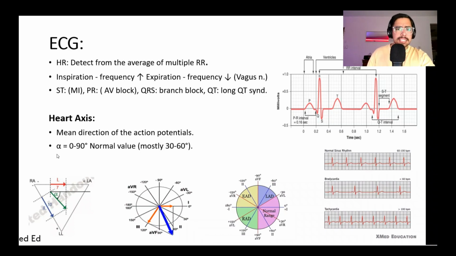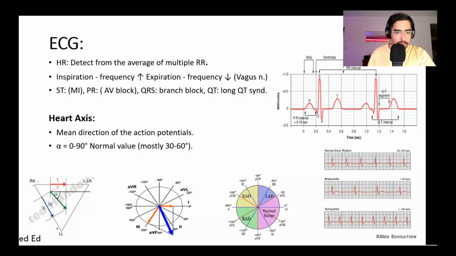So the next thing that we have to know is the heart axis. What is this heart axis? The heart axis is actually the heart vector that, like I explained, is one heart vector that shows the total vector of all cells inside the heart.